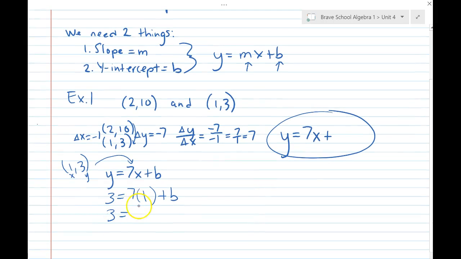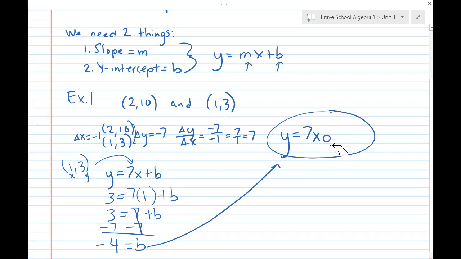So let's simplify. 7 times 1 is just 7. And now we need to isolate b and get it by itself, so we subtract 7 from both sides. And 3 minus 7 is negative 4. So b equals negative 4. Okay, so what I'm going to do is take that b and plug it in. Now it's not plus, it's minus 4, so I'm going to put minus 4 here.